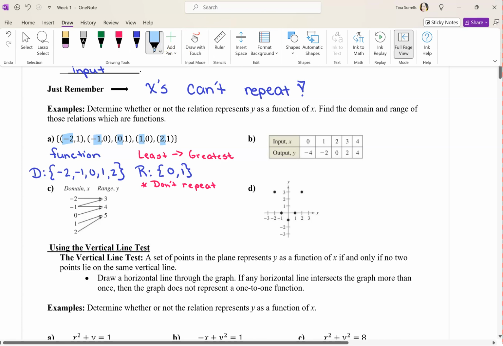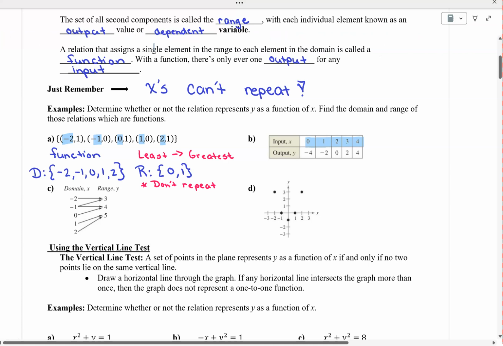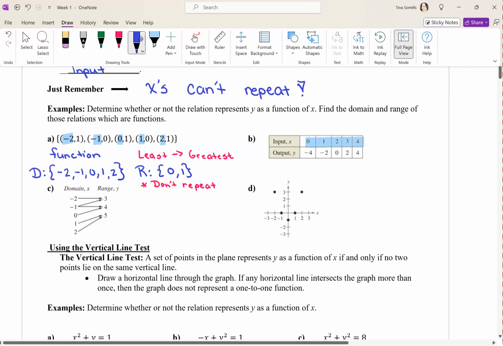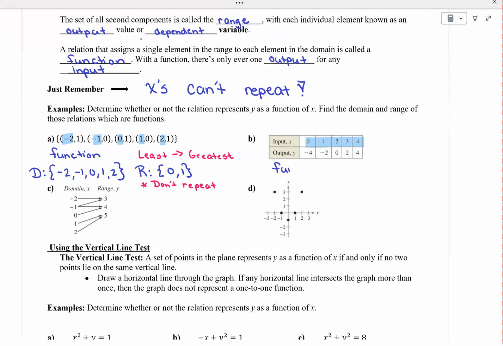Input X are all of these right there. As we can see, again, this one is a function. So the domain, it's actually in order from least to greatest, so I'm just going to go ahead and rewrite that. And then let's look at the range. So -4, -2, 0, 2, and 4. None of those repeat, and they're actually already in order for us. And there we go.